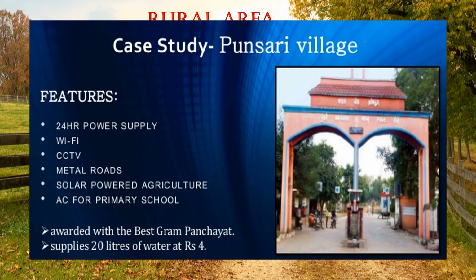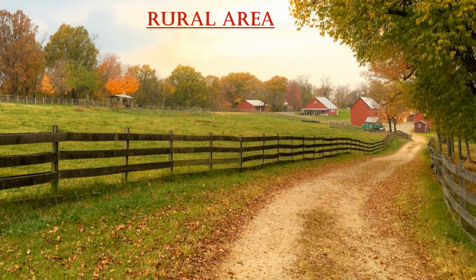Punsari village in Gujarat. Around 10 years ago, the village was completely opposite of what it is today. It was a village which didn't even have clean drinking water and electricity. Now it boasts all the modern facilities like Wi-Fi, CCTV cameras, solar powered street lights, health centers and everything which you witness in a developed city.